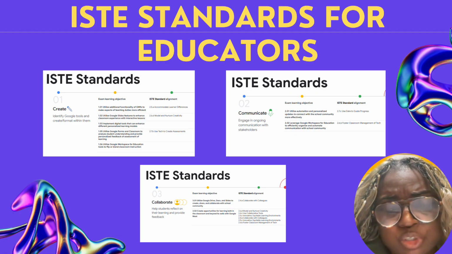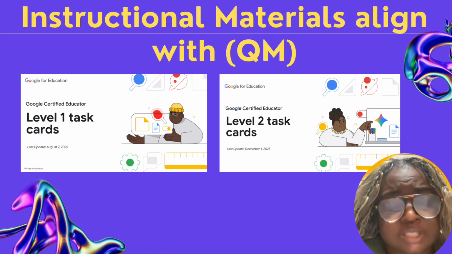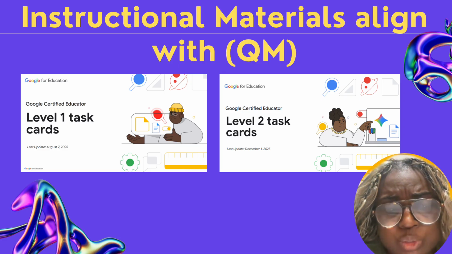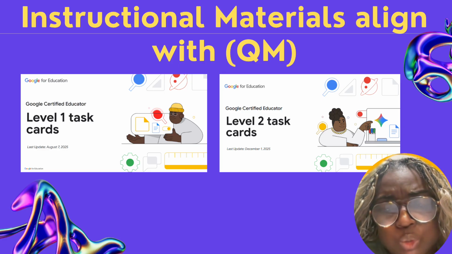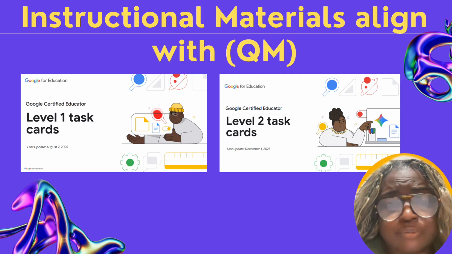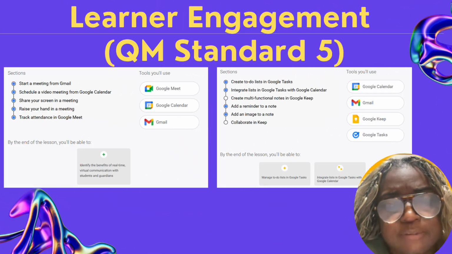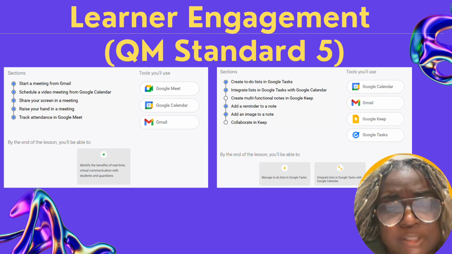As we look at the instructional materials used, they align with Quality Matters Standard 4. The task cards used to study serve as the primary instructional scaffold. They are highly structured, providing a skills checklist followed by step-by-step technical instructions for each tool. As for the visual design, the materials use a consistent, clean layout with icons representing different Google tools like Sheets, Meet, and Calendar to help learners navigate the content visually.